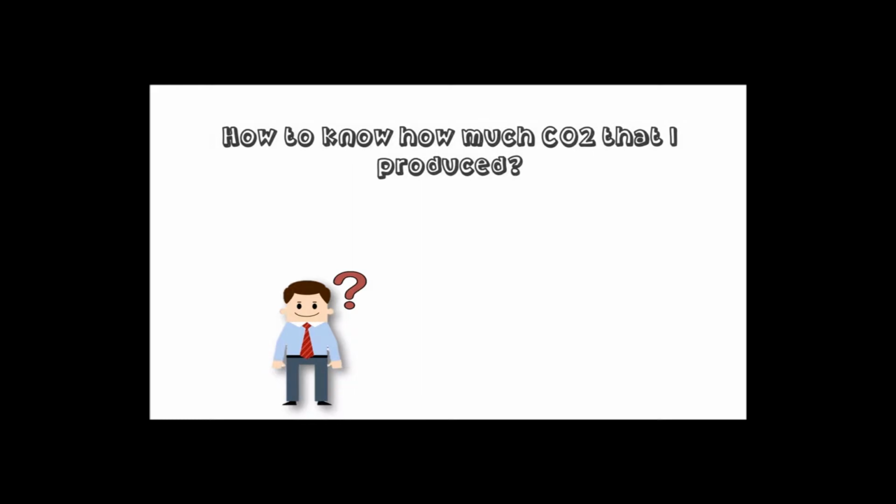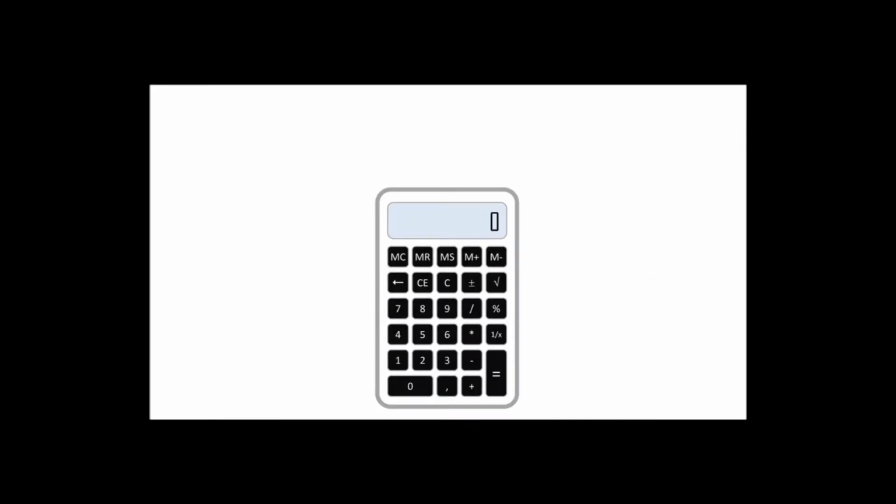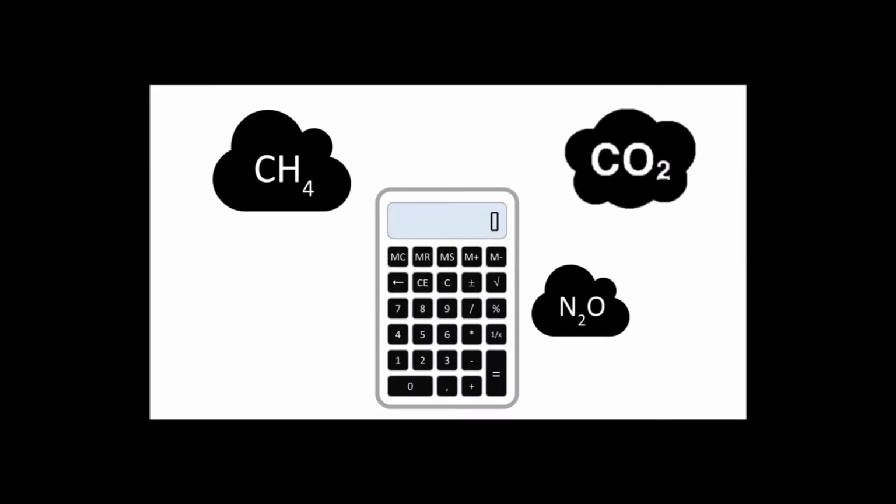The problem we now face is how to know how much CO2 you produced. Can a carbon footprint be calculated? The answer is yes. According to the GHG Protocol, a carbon footprint can be calculated, and this system works as a calculator that can calculate CO2 and other GHG emissions.